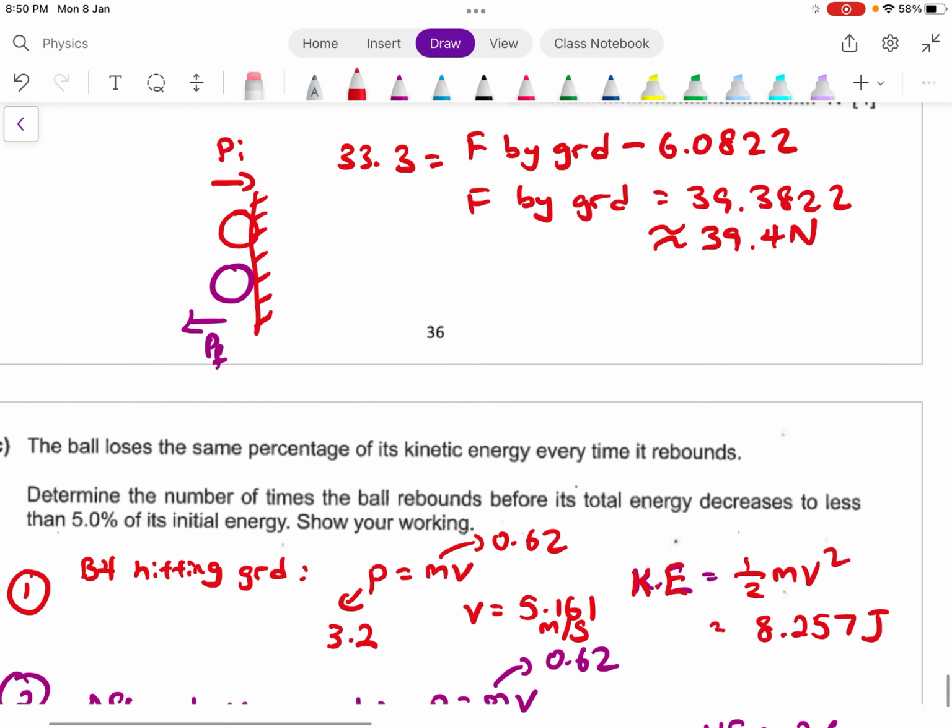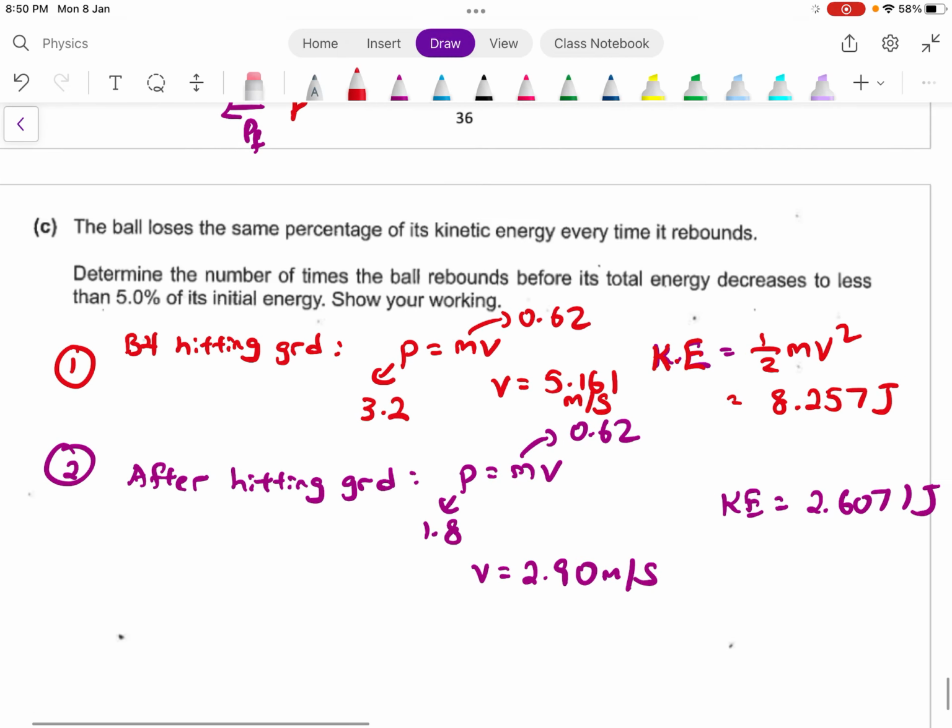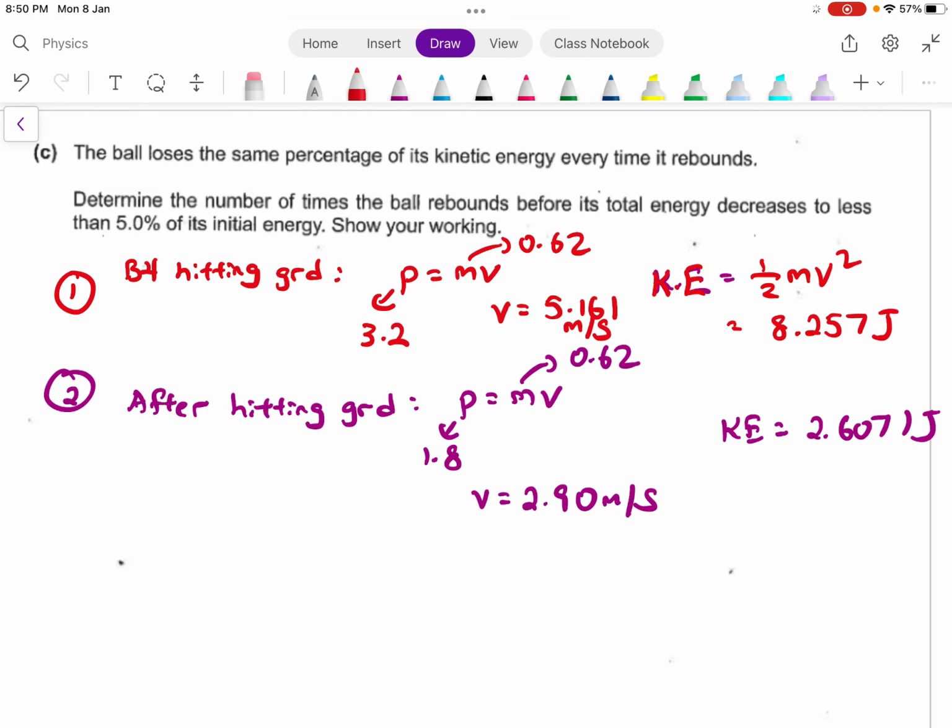With this, I will move on to the very last part. The very last part is actually quite a difficult question. So they say that the ball loses the same percentage of KE every time it rebounds. So determine the number of rebounds such that my total energy will decrease to less than 5% of the initial energy. And of course, I need to show my working.